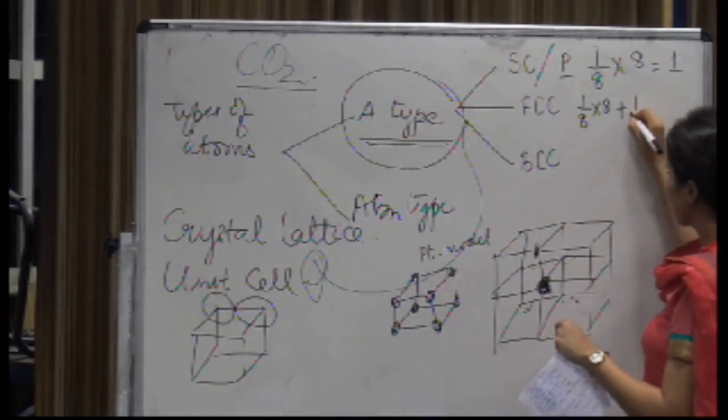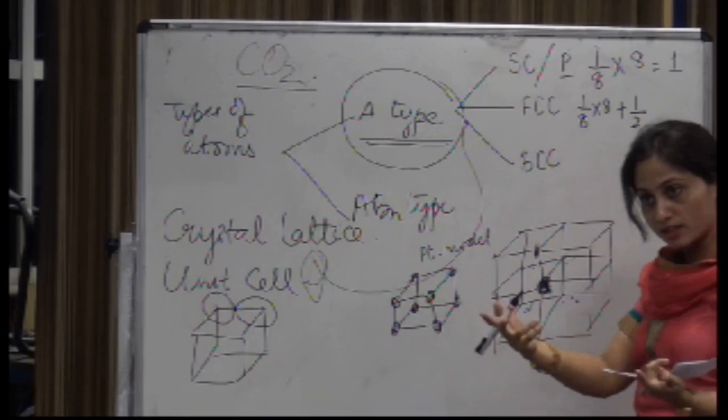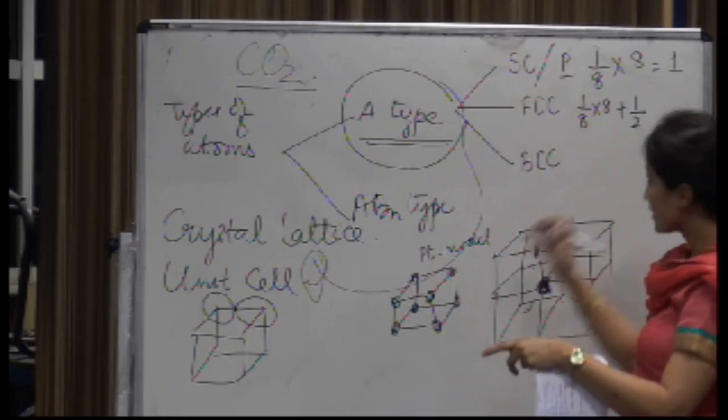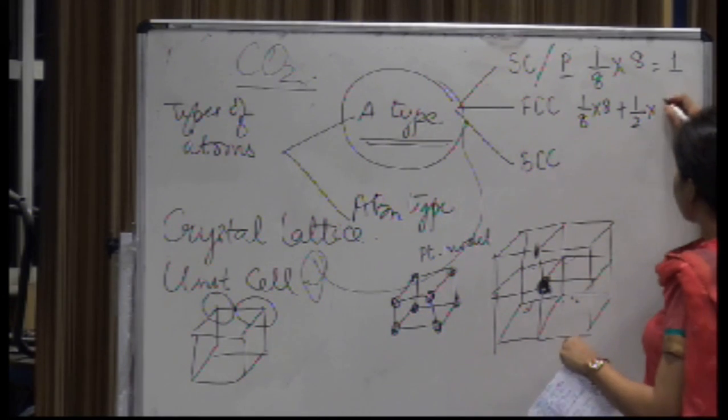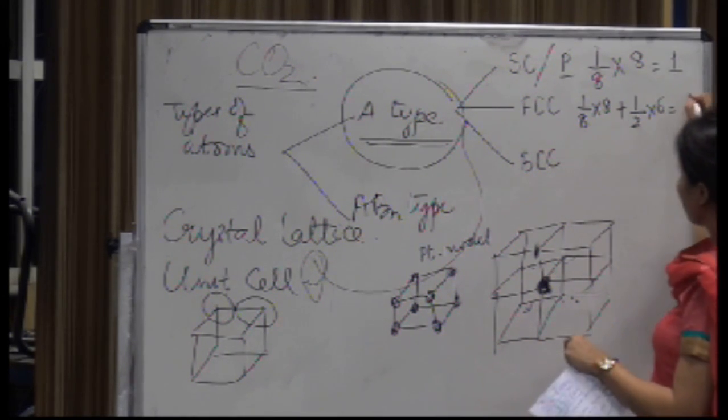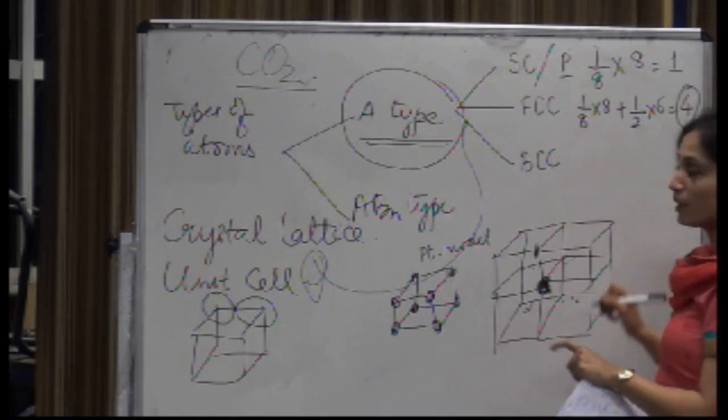So the contribution will be half per unit cell at each face, into the total number of faces, that is 6, and that will be a total of 4 atoms per unit cell.